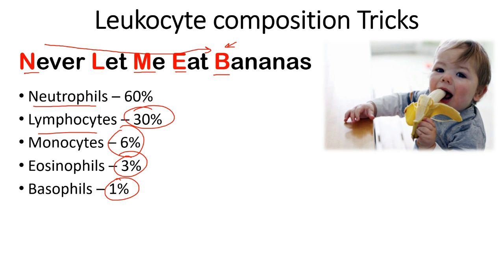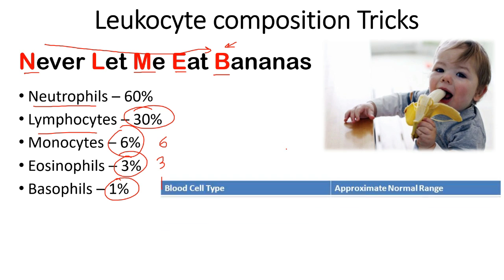So the ratio is something like 60, 30, 6, 3. So it's very easy to remember: 60-30, 90% is gone, then you have 10 to go, and 10 is divided like 6, 3 and 1. Very easy to remember, guys. No confusion in this particular part.